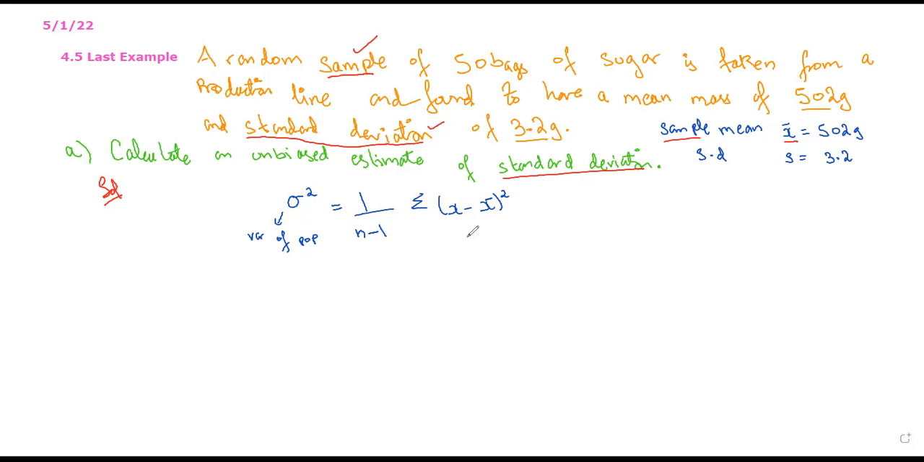But the question is, how are we going to calculate x bar? How are we going to get our x's? Like in the question, you can see that although we have x bar, we have 502, this is given, this is the mean mass, this is the sample mean, which is x bar. Okay, we have this, but we do not have the individual x's, right?